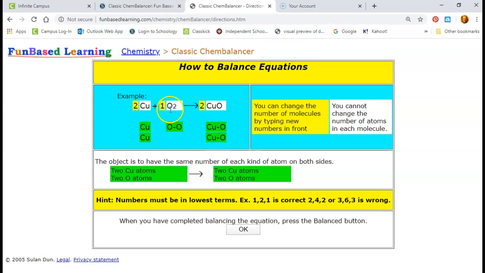If I have a pair of oxygens right here, I need to make sure that I have the same 2 oxygens over here. Now they're arranged differently. Okay, so I started with the copper and oxygen separate, and then during the chemical reaction, they rearranged and hooked up together. That's fine, but I have the same number of atoms that I started with. Okay, so that's what I'm working on.